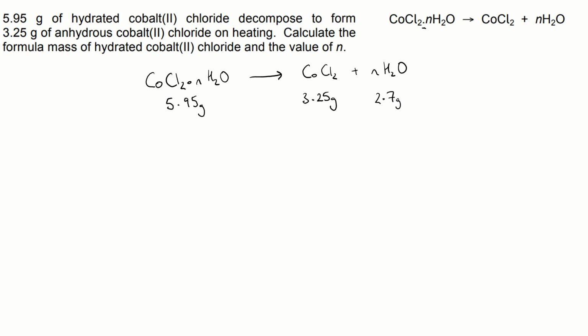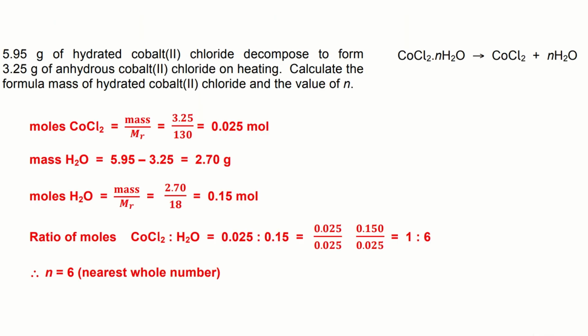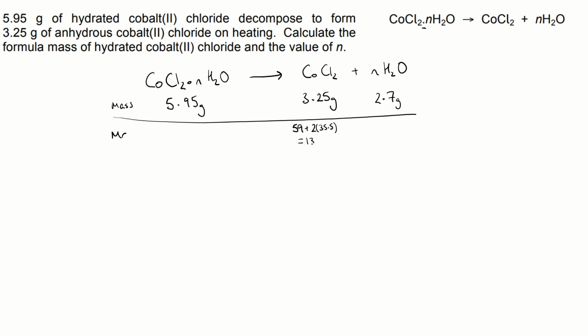Now the next thing, that's our first line. Our first line is mass. Our next line is going to be Mr. And in Mr, I'm going to work with the products for now. The Mr of cobalt chloride is 59 plus 2 times 35.5. And you get, oh, come on, equals 130. And then I'm going to work out the Mr of water as well. So it's 2 times 1 plus 16, and you get 18. Nice one, I could do that one in my head.